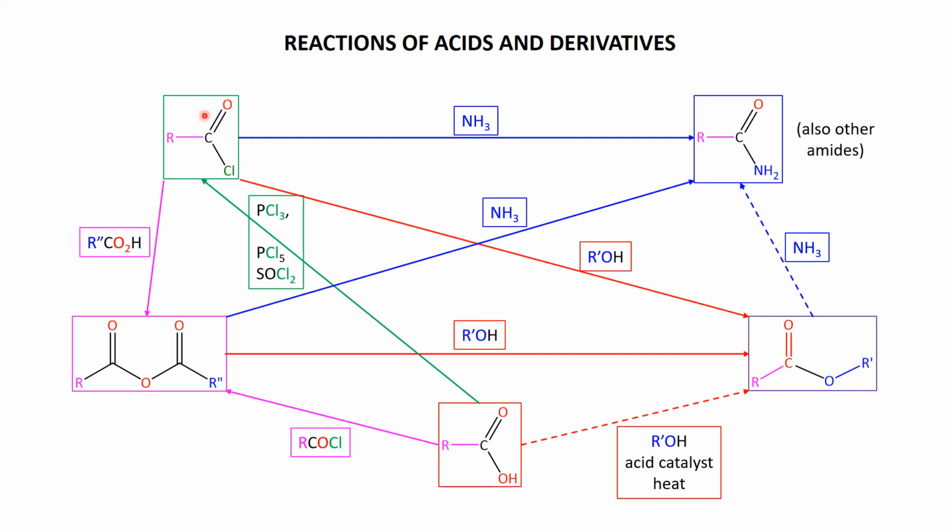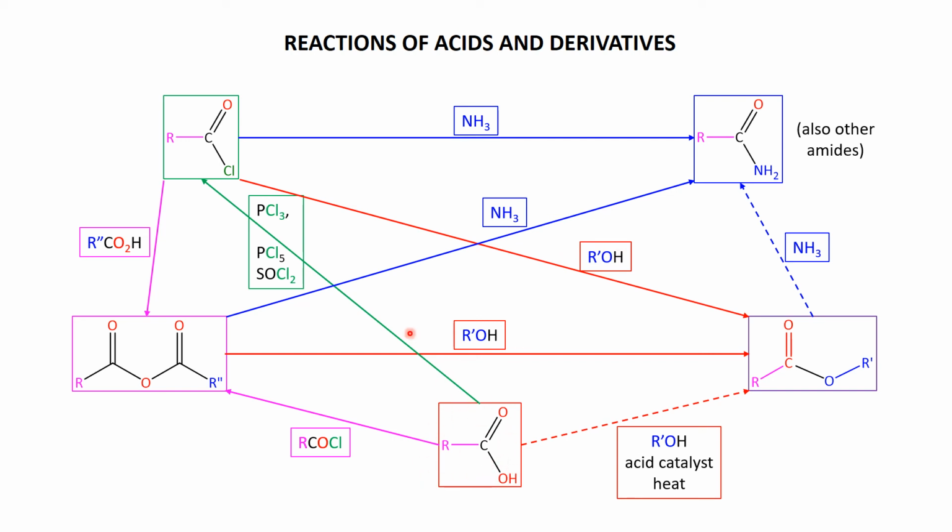The more reactive the acid group is, in other words, the better the leaving group, and of course chloride is the best leaving group of all of them, the more reactive it is, the easier it is to make the other derivatives. So acid chlorides can be turned into amides, can be turned into esters, can be turned into acid anhydrides. Acid anhydrides, a little bit less reactive, can be turned into amides, can be turned into esters. The reaction to turn into amides is with ammonia. The reaction to turn into esters is with alcohols.